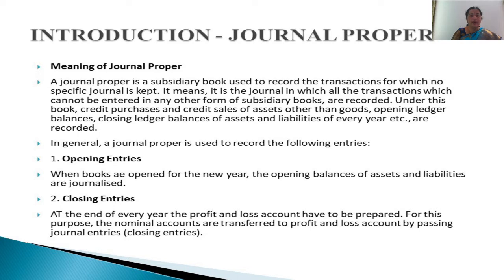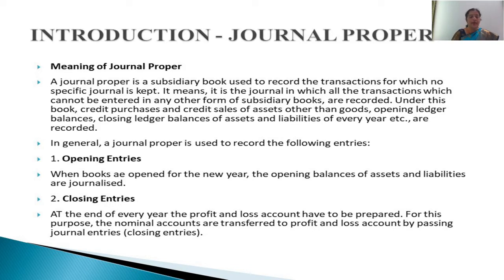We have already learned about subsidiary books in the previous units, and we learned there are 8 subsidiary books. Out of that, you have learned already purchases book, purchases returns book, sales book, and sales returns book, and the bills receivable book, bills payable book, and cash book. So all the related kinds of transactions will be entered in those subsidiary books. But certain transactions are there which can't be entered in any of those 7 subsidiary books which I told you just now. Such transactions will be entered in the 8th subsidiary book, that is what we call journal proper.